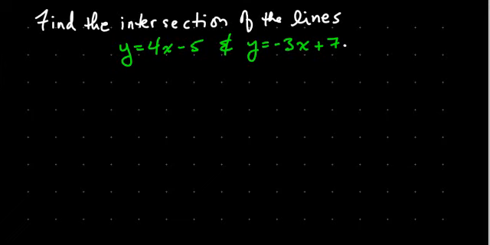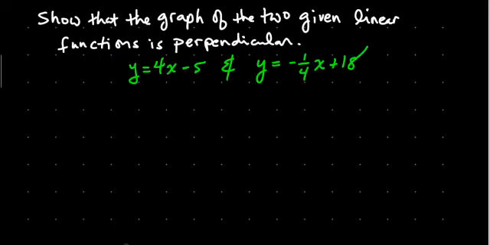Now we're going to do 3 more problems involving linear functions. Given 2 lines, we're going to find their intersection. Given 2 lines, we're going to test whether or not they're perpendicular. In this case, we're going to show that these 2 lines are perpendicular.